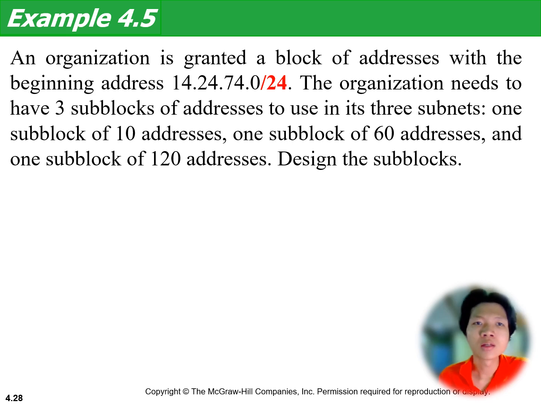Example 4.5. An organization is granted a block of addresses with the beginning address 14.24.74.0/24. The organization needs to have 3 sub-blocks of addresses to use in its 3 subnets: 1 sub-block of 10 addresses, 1 sub-block of 60 addresses, and 1 sub-block of 120 addresses.